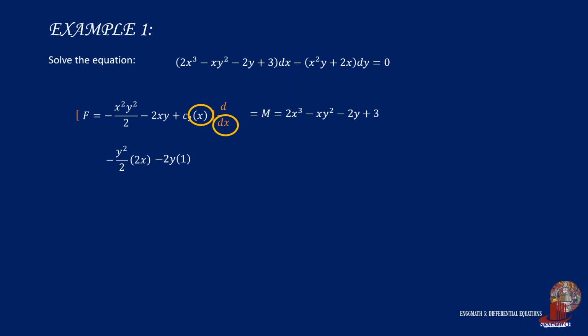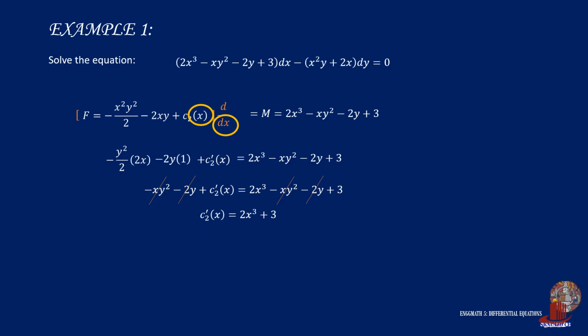Next is negative 2xy, which is the second term differentiated with respect to x, so negative 2y will be considered as a constant and the derivative of x is 1. Lastly, the derivative of the constant will be taken as c prime, and all these will be equated with M, or the other term, which is 2x cubed minus xy squared minus 2y plus 3. So we can simplify the equation and cancel out similar terms, which will leave us with c prime being equal to 2x cubed plus 3.